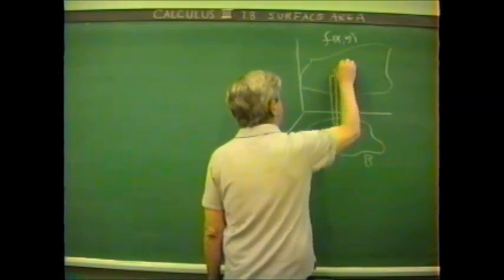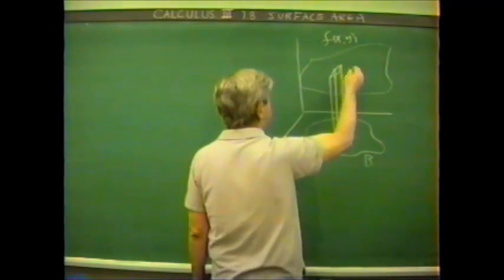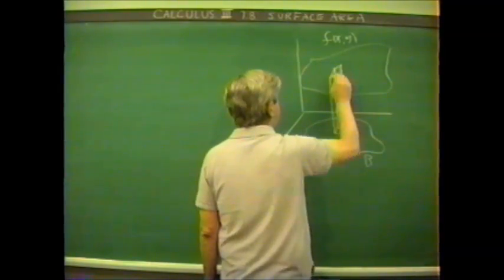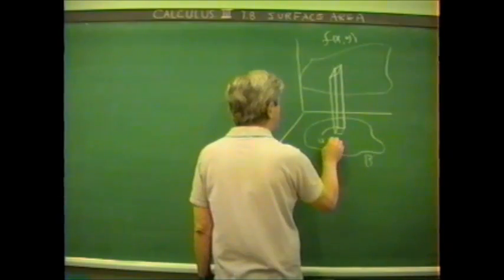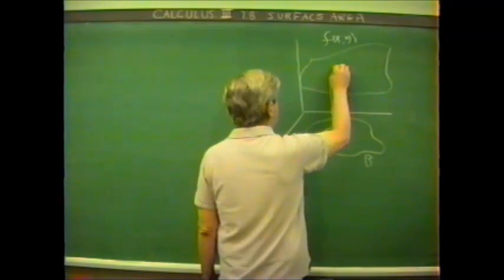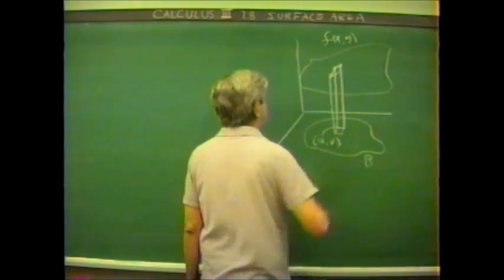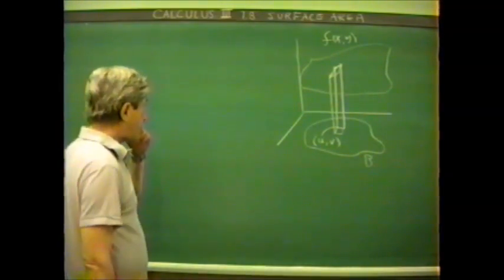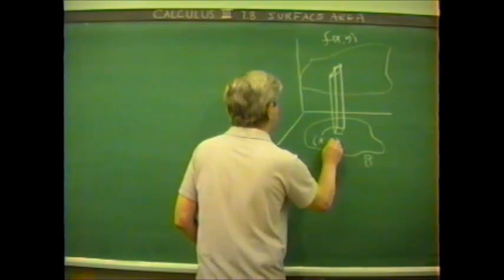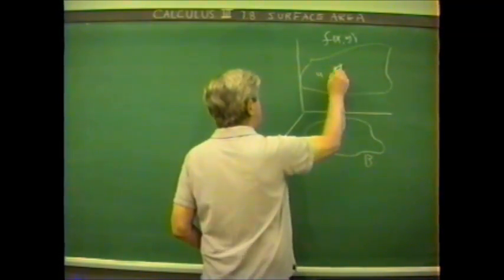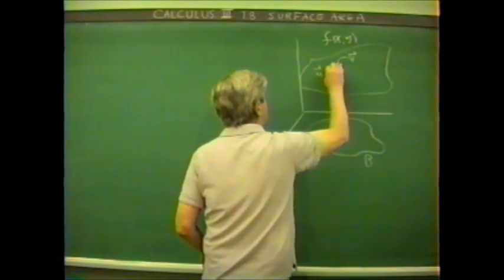Right? If this function is differentiable, and in fact we're going to assume it's continuously differentiable, at this point here, let's say u, v, right? We're going to have a tangent plane. We're going to have two vectors here like so. Well, let's say this is the point x, y. And let's make these two vectors u going in the x direction and v going in the y direction.